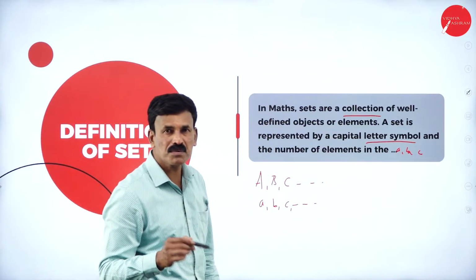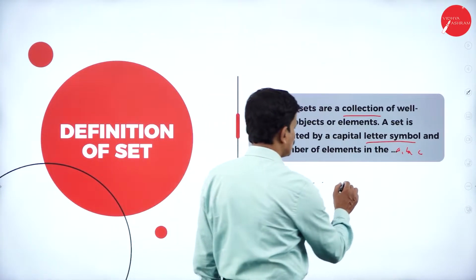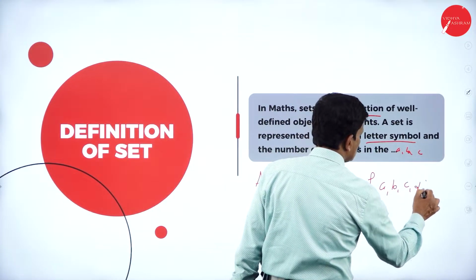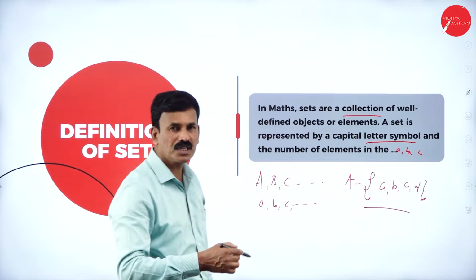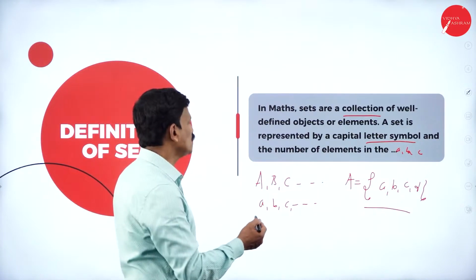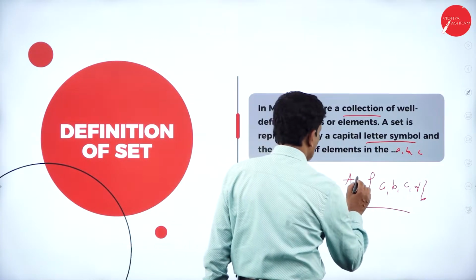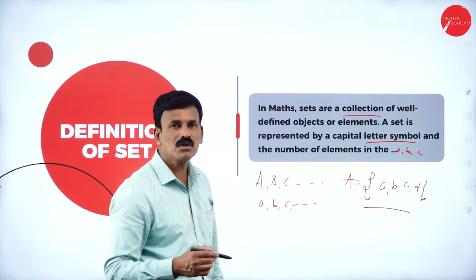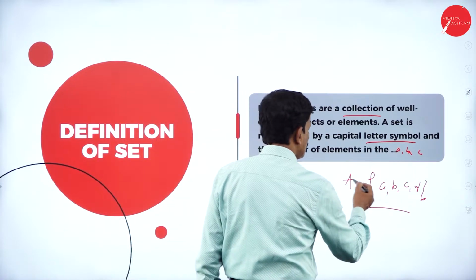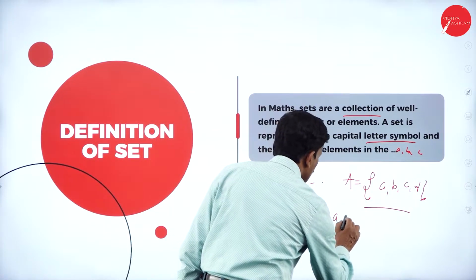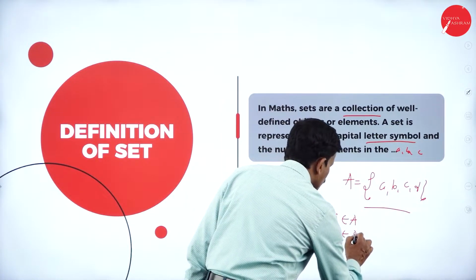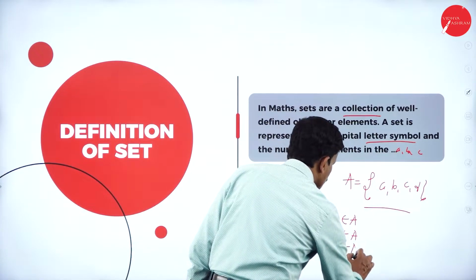So a set is represented by a capital letter. Let us take an example. A is equal to the set containing a, b, c, d. Here a, b, c, d are four elements, the first four letters of the English alphabet. Capital A represents the set, and small a, small b, small c represent the elements of the set. If a is contained in the set A, we represent it as a belongs to A, b belongs to A, and similarly c belongs to A.